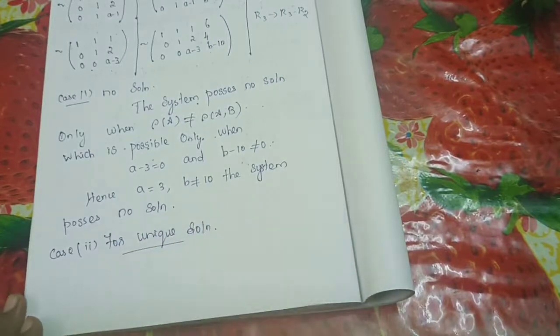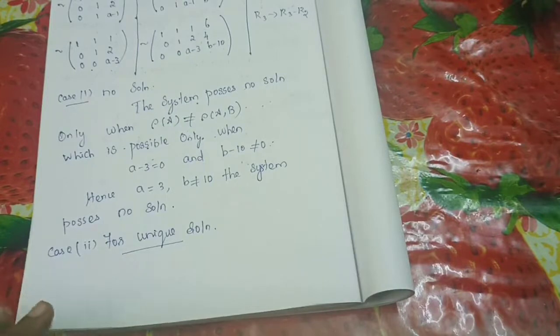So if we need to get a unique solution, we have already learned that rank of A must be equal to rank of [A, B], and both ranks must be equal to n, the number of unknowns. So here, how many unknowns are there? Three unknown values: x, y and z. So rank of A must be equal to rank of [A, B], and both must also be equal to n. Then only we can say the system has a unique solution.